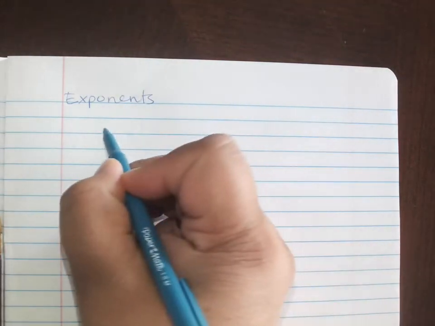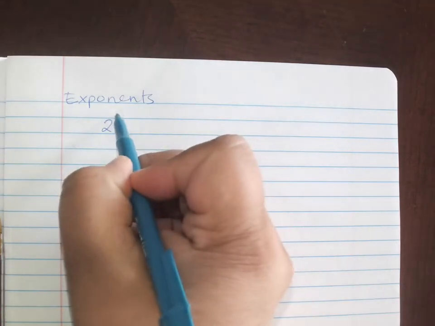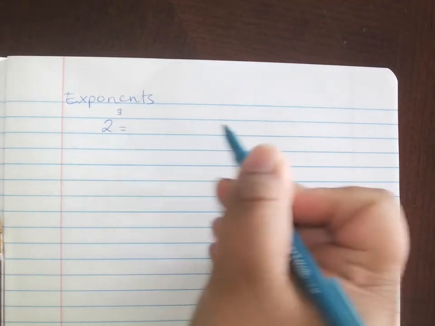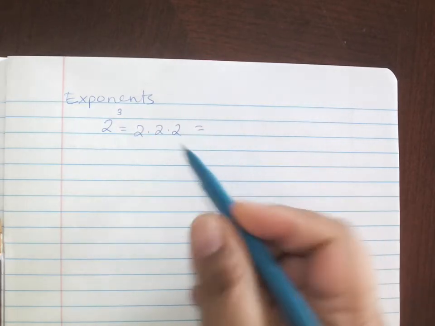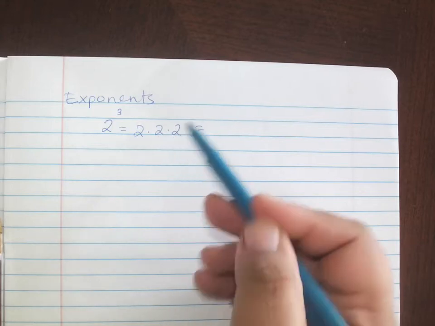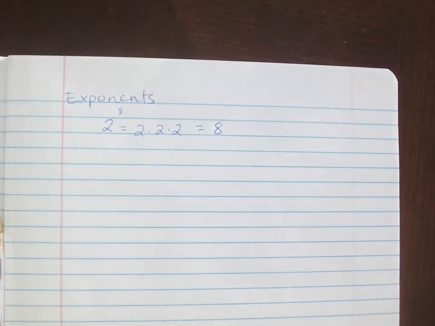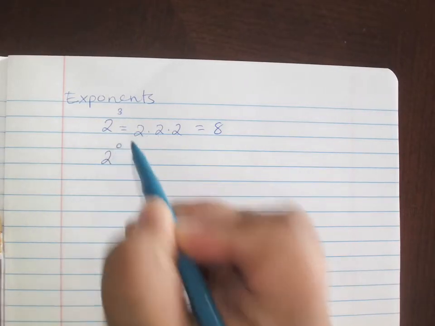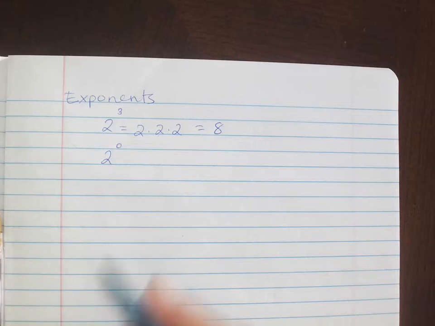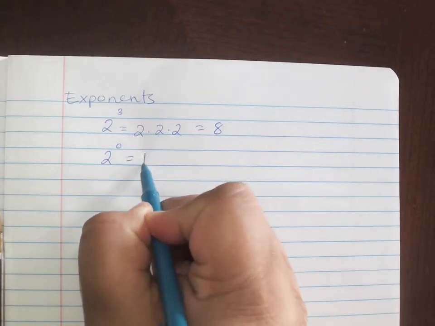So if you remember, our base number is the bigger number, like the 2, and that's our exponent. So this would mean 2 times 2 times 2, which is 2 times 2 is 4, times 2 more is 8. Okay, so that's how we have basic exponents. The thing that we often forget is when we have an exponent of 0, that means our answer would be 1.